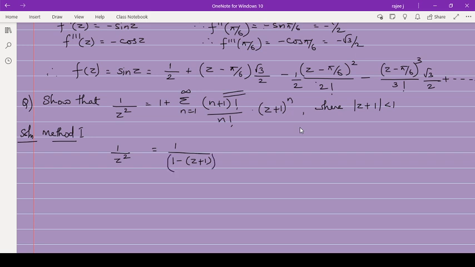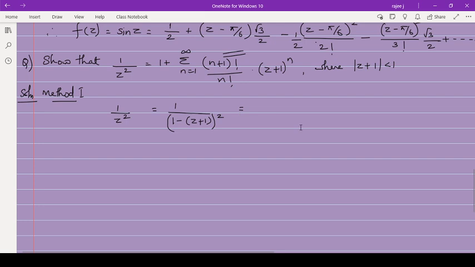So I will just write this z square as 1 minus z plus 1 the whole square. Okay, so there is no change in the value. You are adding and subtracting 1, and minus z the whole square will come, which is plus 1 upon z square will come. Then this is equal to 1 minus z plus 1 the whole raised to minus 2.